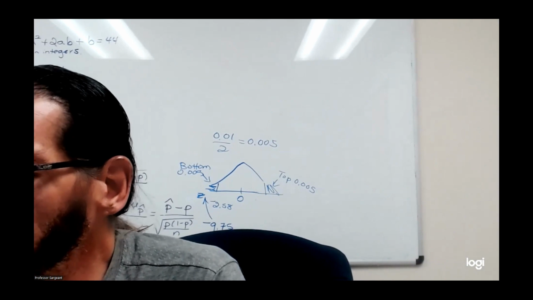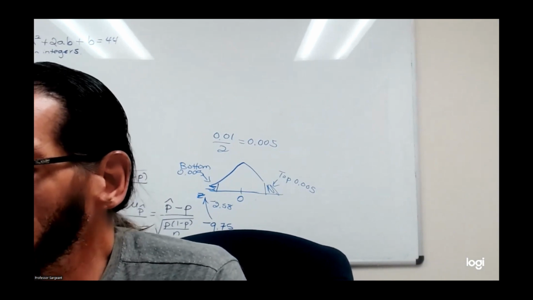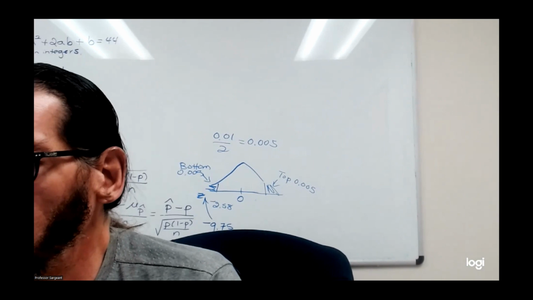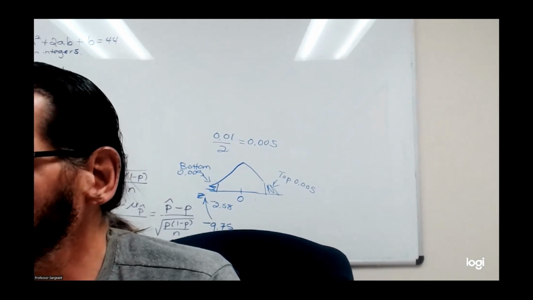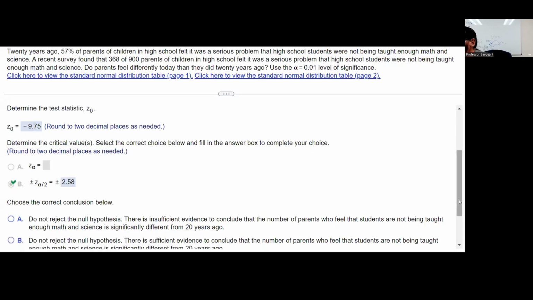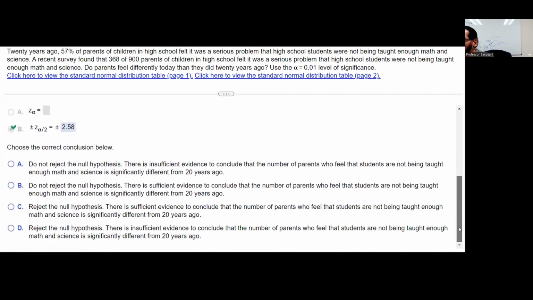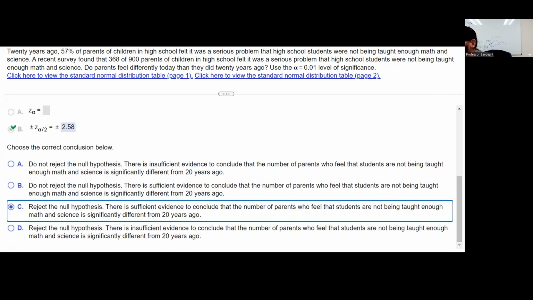So what that's going to lead us to do is reject the null hypothesis. We are in the critical region. Our probability would be smaller than 0.01. There is significant evidence, statistically significant evidence, sufficient evidence that parents today feel differently than they did 20 years ago.